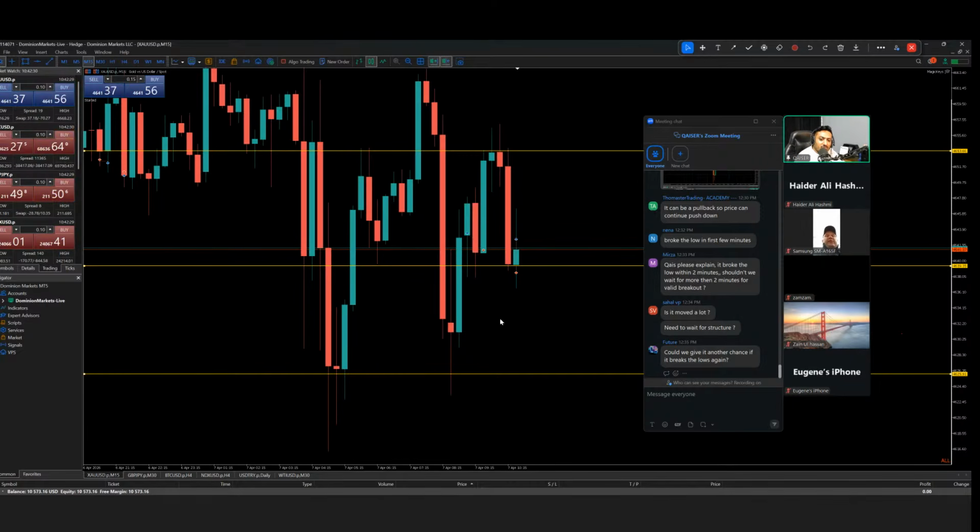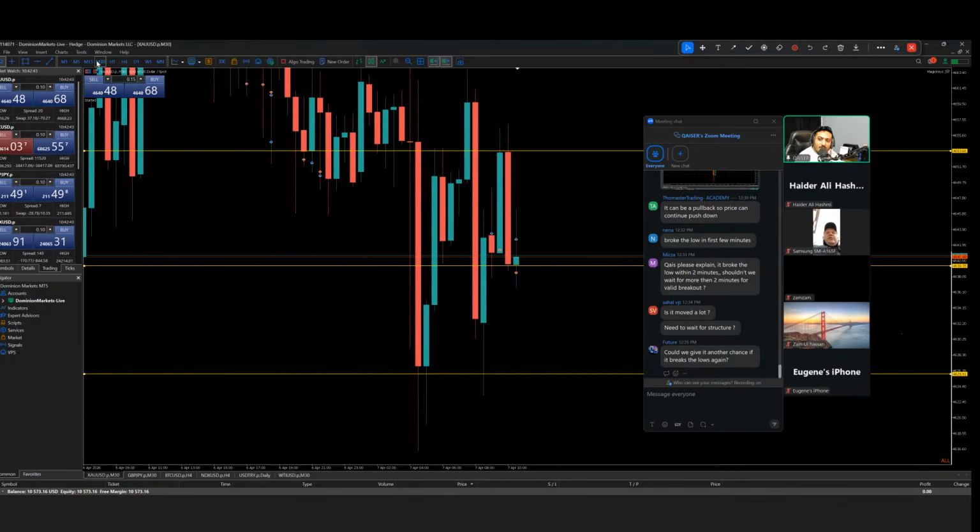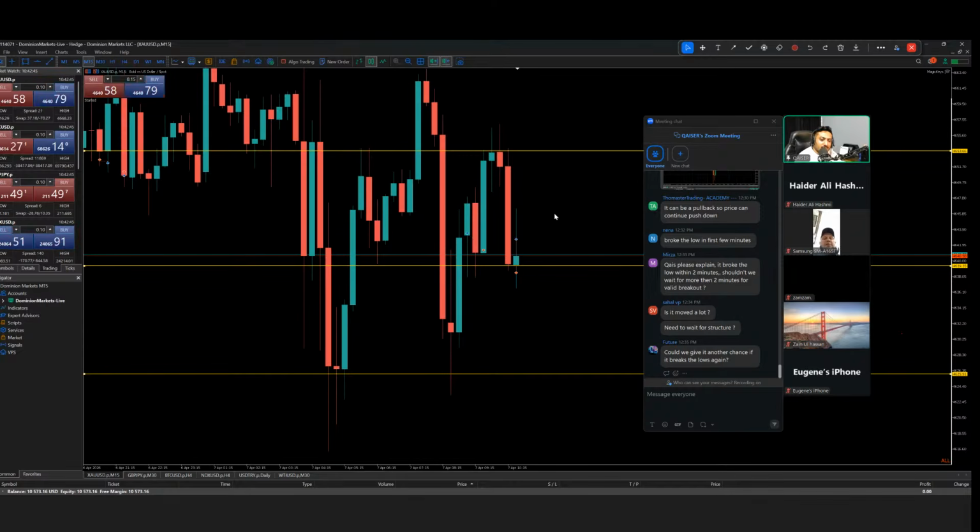So the 50 minute candle is about to close in 3 minutes. Let's see how it could close. Let's see, just waiting.